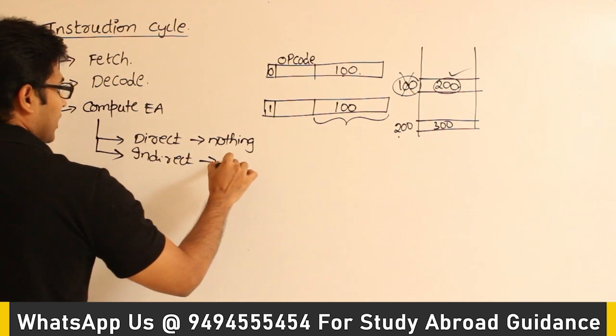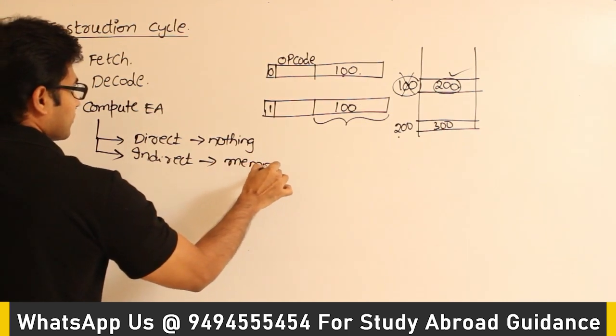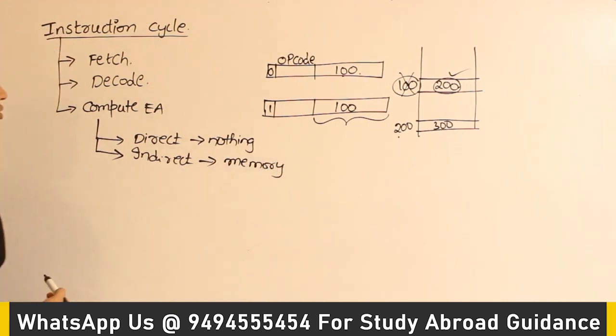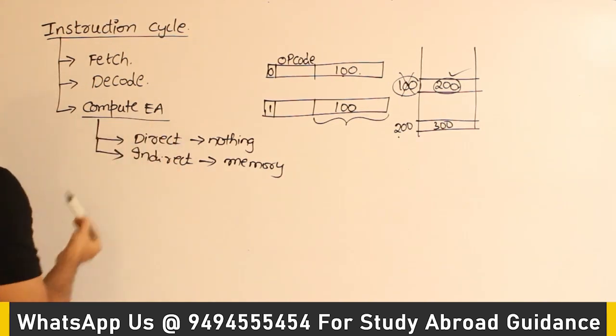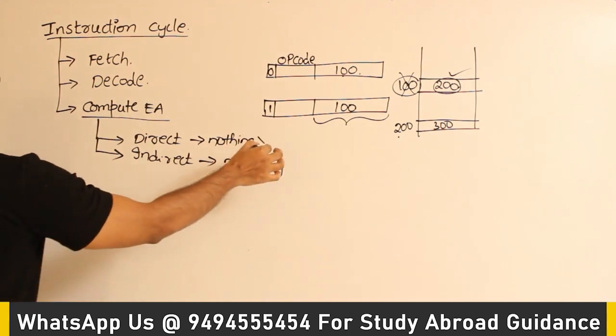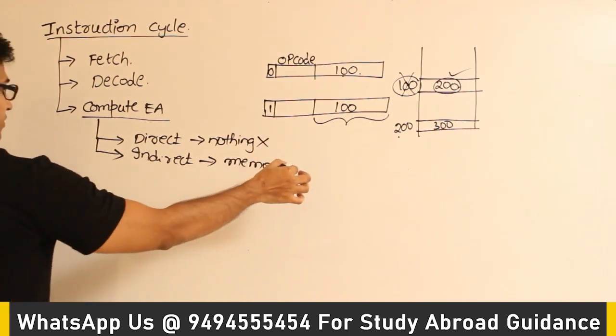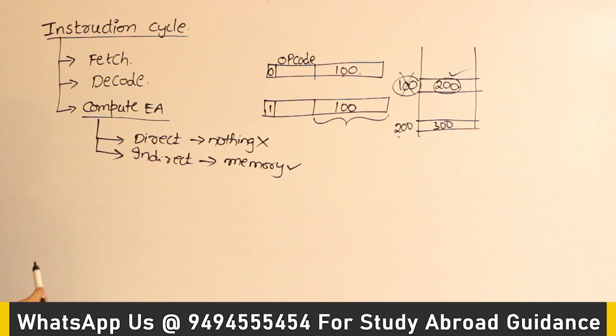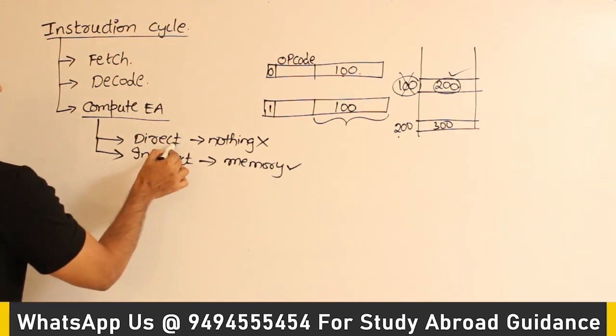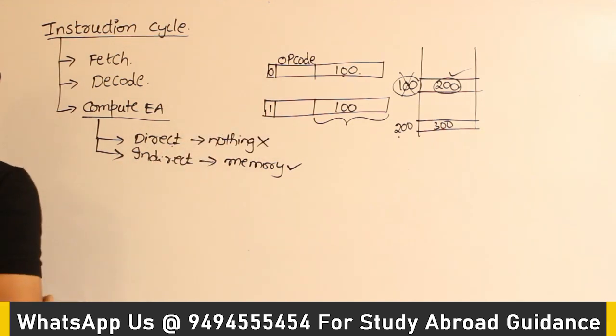We have to access the memory, right? Access the memory to get the effective address. Therefore this phase is actually not required in case of direct addressing mode, but this case is required because you have to access the memory and get the effective address. Got it? Now how do you know which one it is? Depending on the first bit.